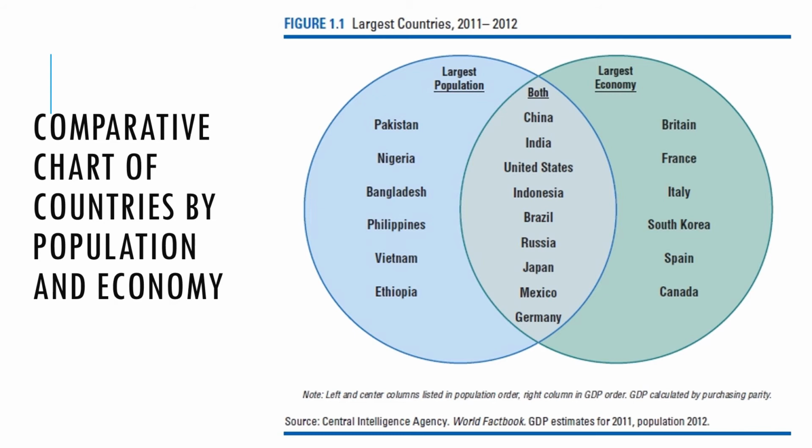On the other hand, we have countries that have both characteristics. For example, China has both a large population, and a significant economic impact in the world.